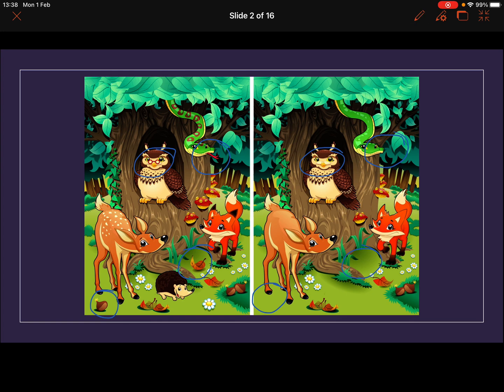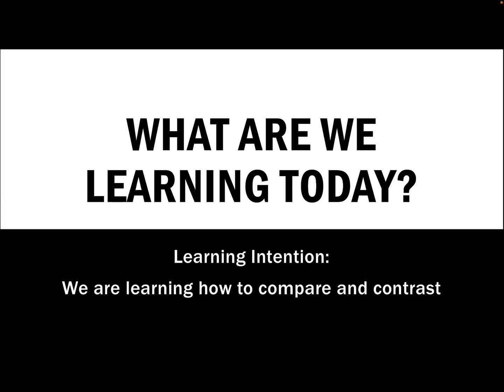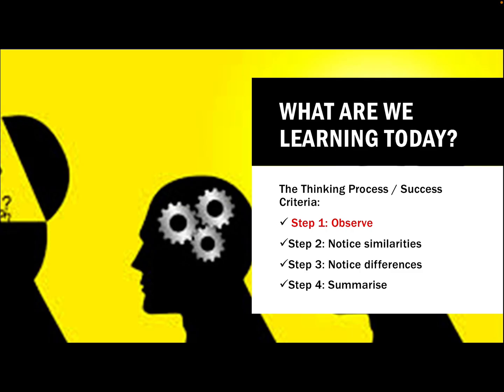But the reason why we are doing Spot the Difference just now is because today's lesson is about comparing and contrasting, boys and girls. And that was essentially what you just did there. You compared those two pictures and you had to contrast them, see what the differences were and what the similarities were between them. So that's what today's reading lesson is about. So we are learning how to compare and contrast. And we have 4 steps, boys and girls, today that help us to compare and contrast something. These are called the thinking process, but also our success criteria.